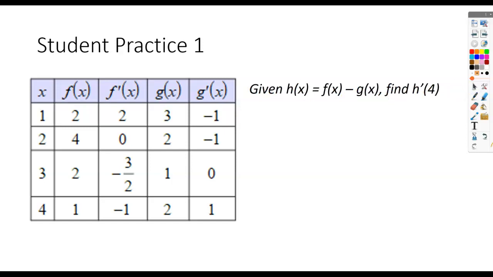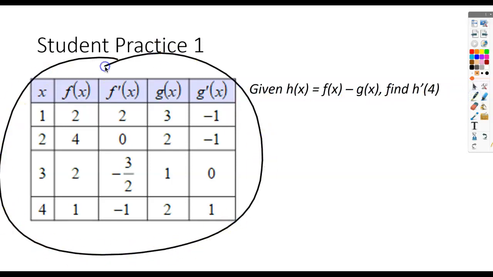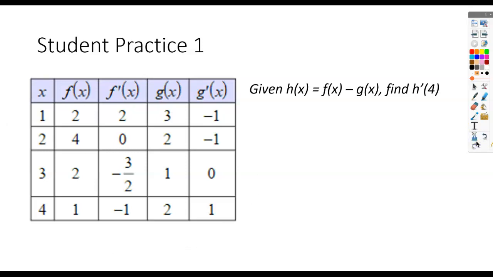All right, so here's one for you. You guys are going to do this using this table here, which I'm not sure if it's the same table or not, but it looks like it might be the same table. But using that table, I want you guys to do this. Let h of x be f of x minus g of x, and I want you guys to find h prime of 4. Okay, so pause the video here and see if you guys can find h prime of 4.